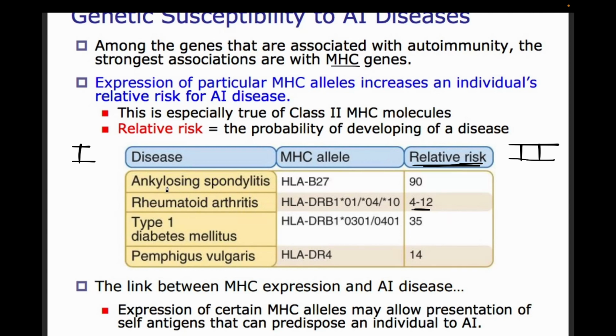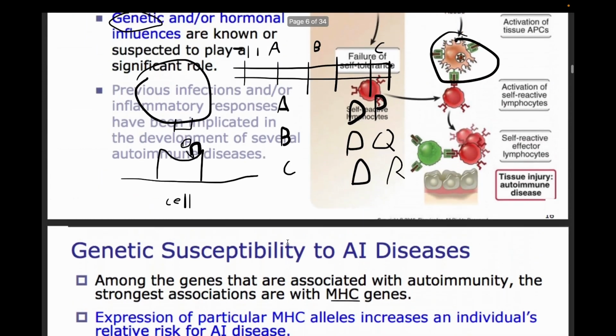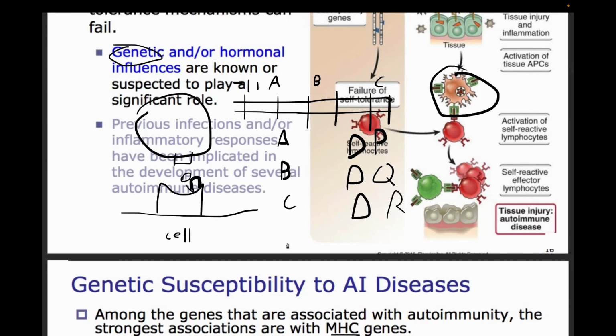for ankylosing spondylitis. If it is, for example, DR4, it increases the risk of pemphigus vulgaris. For these alleles, they increase the risk of type 1 diabetes. This is just the idea. What we need to understand is that in class 2 MHC we have 3 genes: DP, DQ, DR.